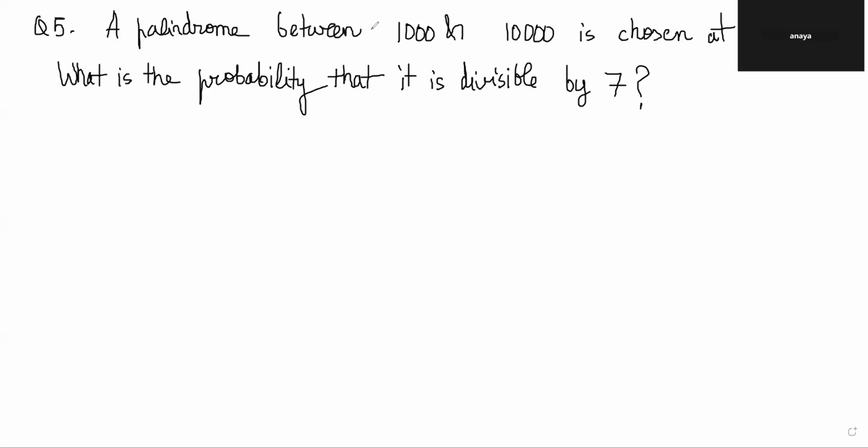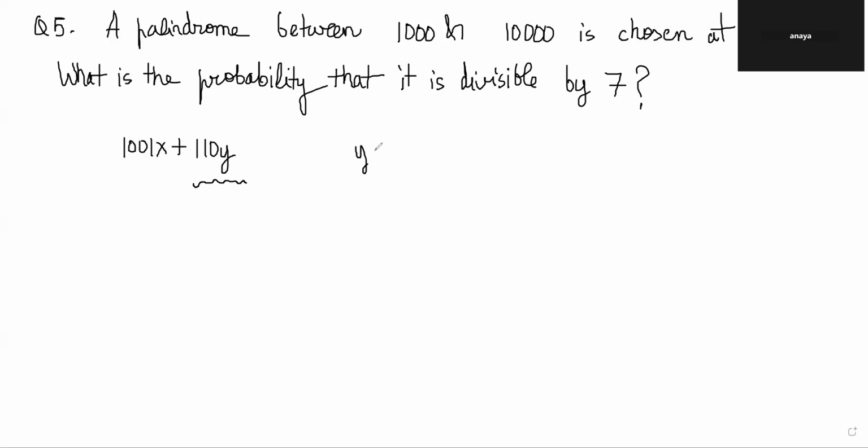I got 1/5. Why? So we can say that a palindrome is going to be 1000x plus 100y plus 10y plus x. So then you get that equals 1001x plus 110y. And then 1001 is divisible by 7, so we don't have to worry about that. But 110 isn't. So the only way for that to be divisible by 7 is if y is equal to 7 or if y is equal to 0.